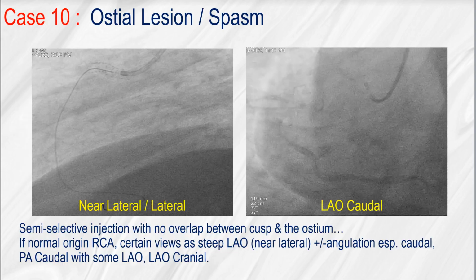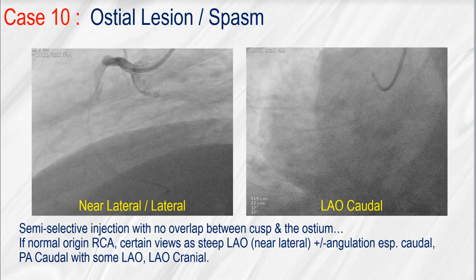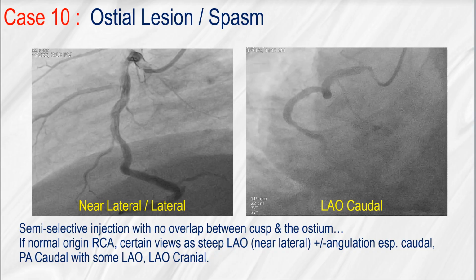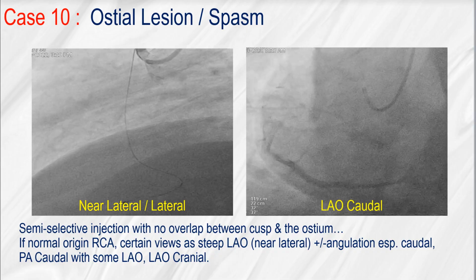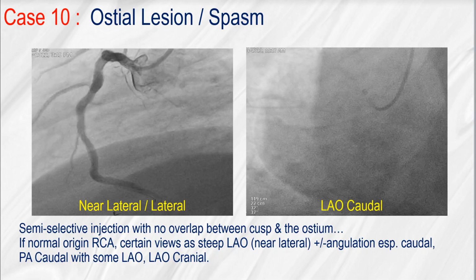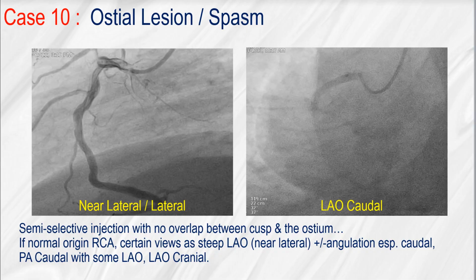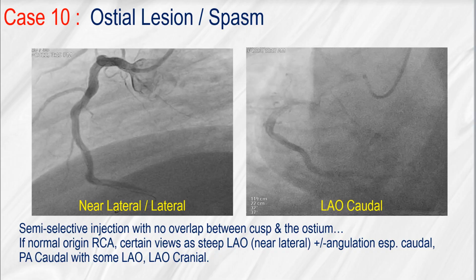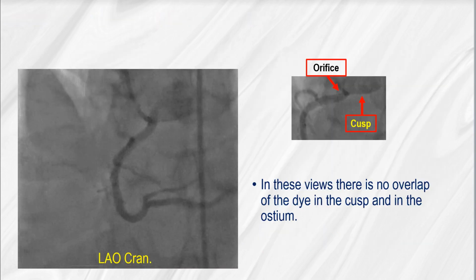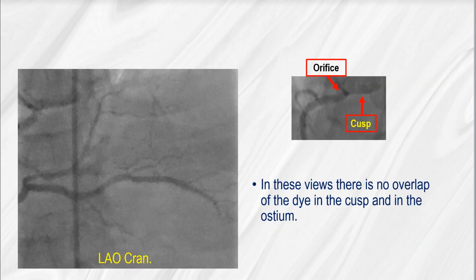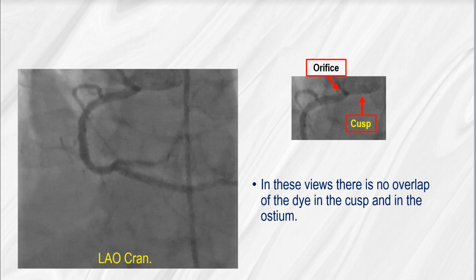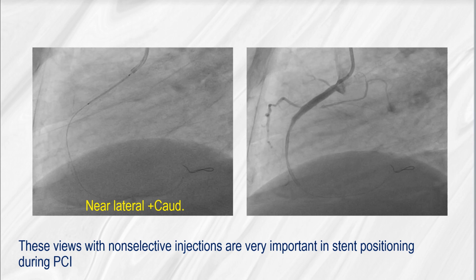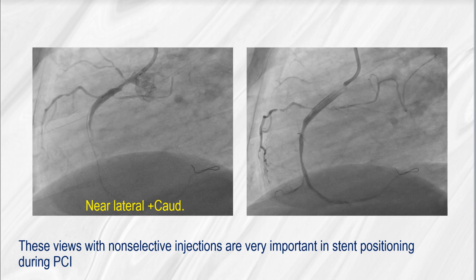The best way to confirm or exclude ostial lesion or spasm is to have a semi-selective injection with no overlap between the cusp and the ostium. If normal origin RCA, certain views such as steep LAO, near lateral plus or minus angulation, especially caudal, PA caudal with some LAO, or LAO cranial views. In these views, there is no overlap of the dye in the cusp and in the ostium. These views with non-selective injections are very important in stent positioning during PCI.